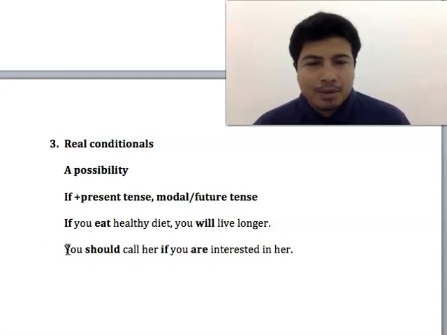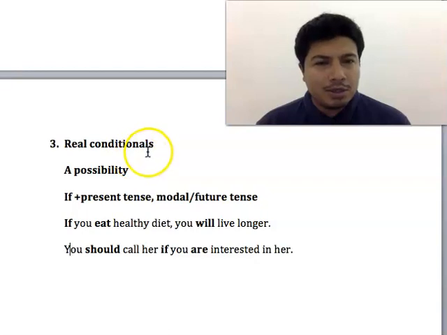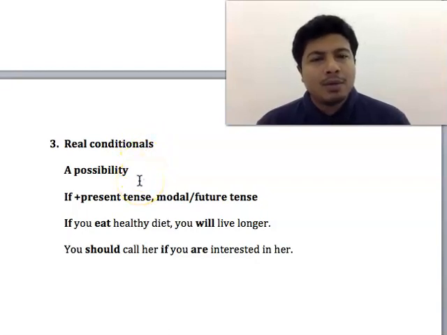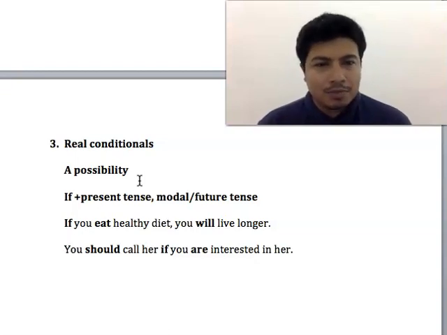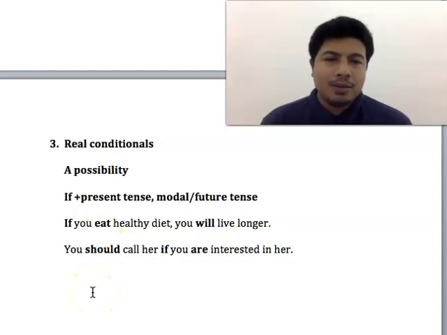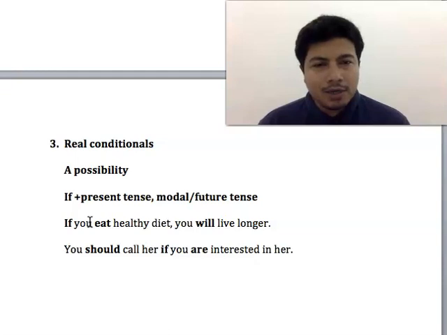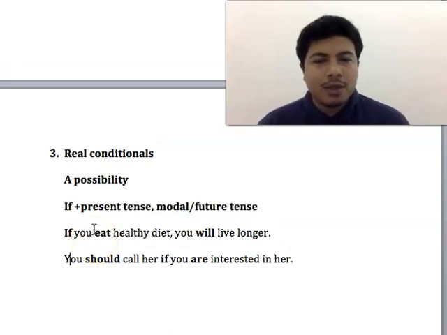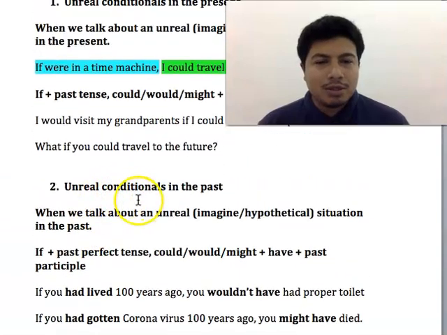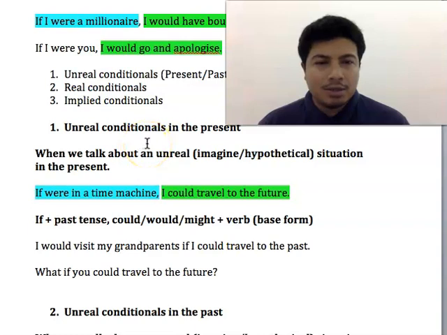So that is real conditional. When do we talk about real conditionals? When we talk about a possibility that might happen in the future, something that is possible to happen. Like these two examples. You can rewind this video and compare the differences between real conditionals, unreal conditionals in the past, and unreal conditionals in the present. Lastly, in this video, we are going to talk about implied conditionals.